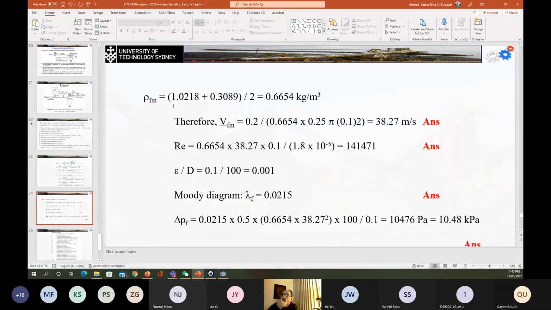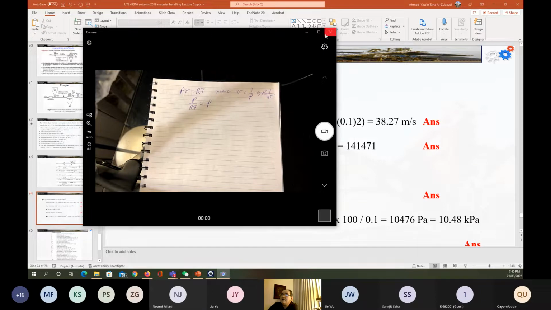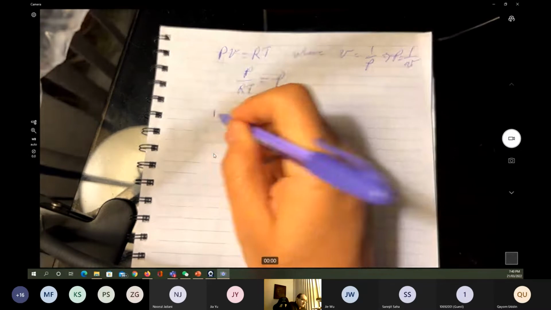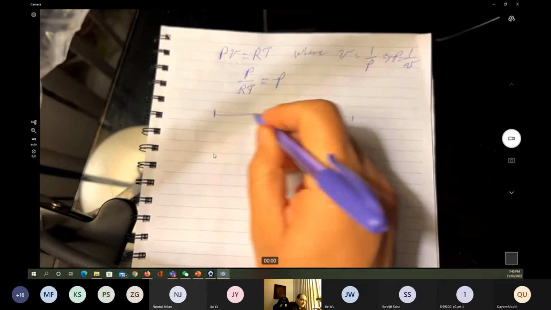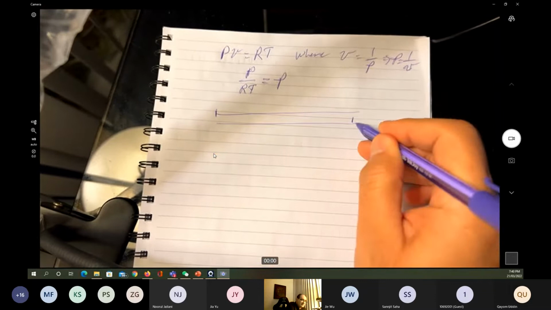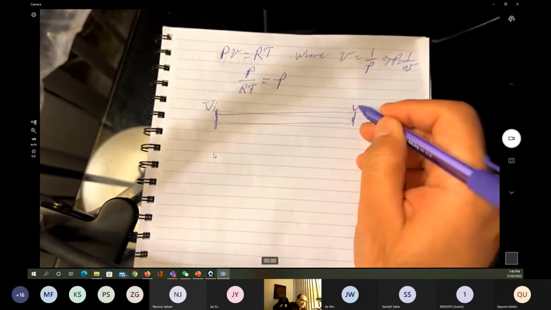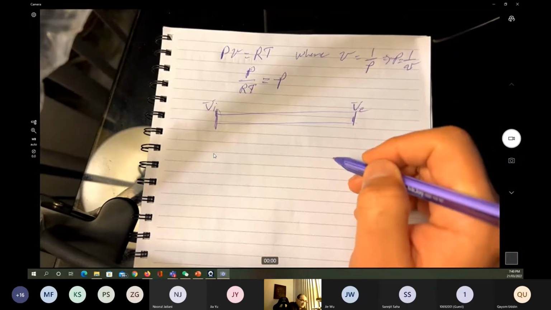Okay, and actually that's the same thing we're using. Now we're going to calculate the average velocity. That's a very important thing. In the case of the velocities inside the pipe, we're going to have a pneumatic system running with material inside the pipe. Velocity in and velocity out.